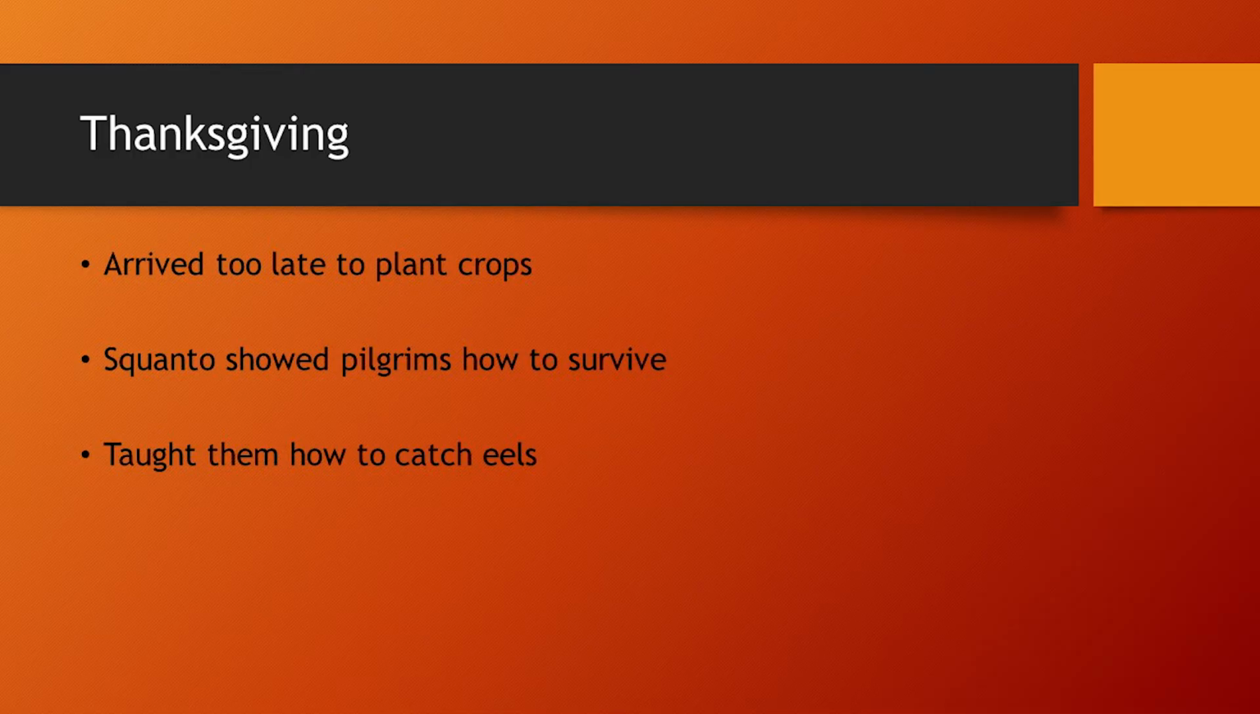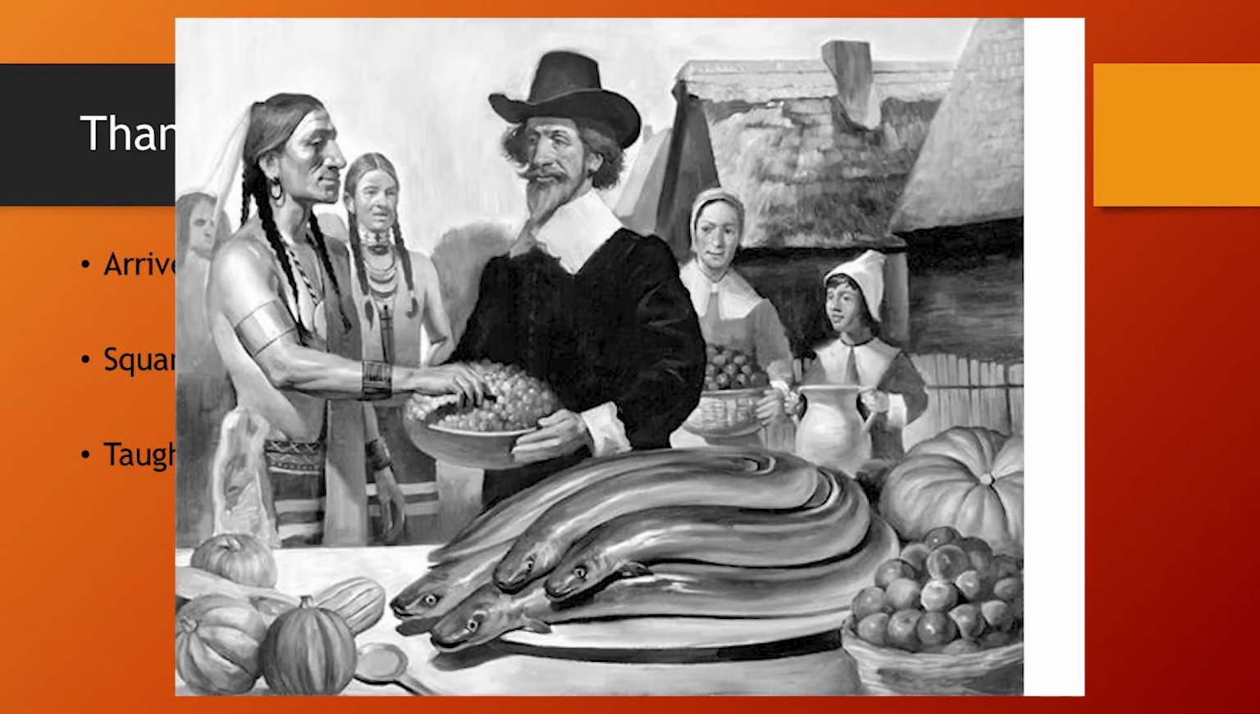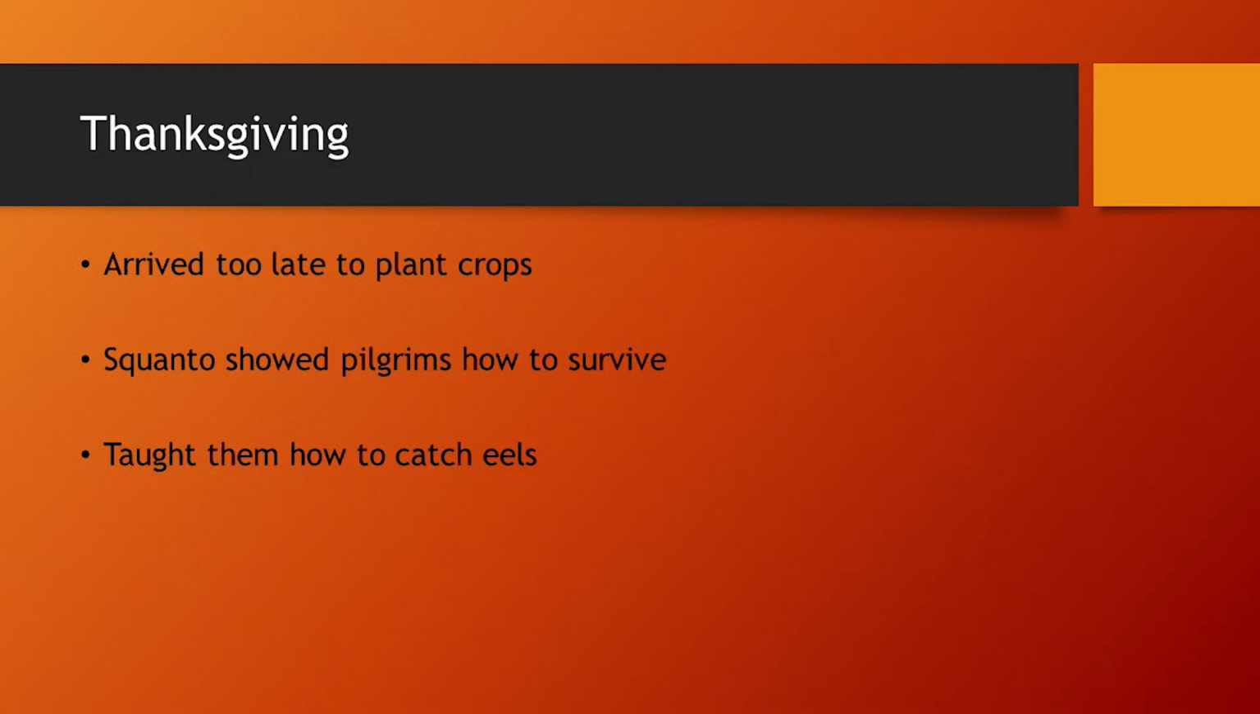But when they get to Plymouth, when they get to Massachusetts, they arrive too late to plant the crops. And so they're going to starve a little bit, okay? A nice Native American, Squanto, shows the Pilgrims how to survive, how to get sap out of trees, how to get eels out of the river. And this is how we celebrate our first Thanksgiving. Here's a nice little cartoon.